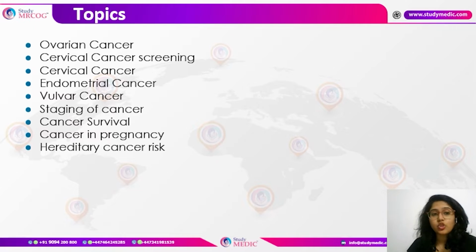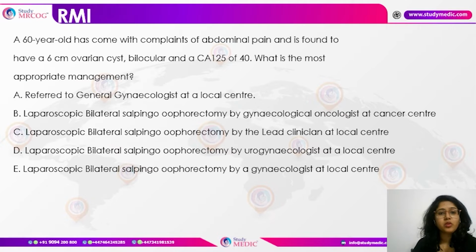Let us see the topics which we need to cover in the oncology module. Ovarian cancer, cervical cancer screening, cervical cancer, endometrial cancer, vulval cancer, staging of cancer, cancer survival, cancer in pregnancy, mainly your cervical cancer and ovarian cancer management in pregnancy, hereditary cancer risk, mainly Lynch syndrome, hereditary breast ovarian cancer syndrome, BRCA1 and BRCA2. So let us see the first question.